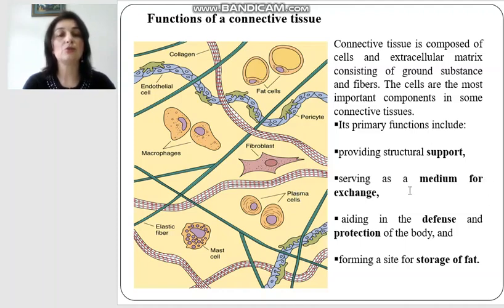Then it is the medium for exchange, where nutrients, oxygen, and waste products are exchanged between the blood circulation and the tissues of the organs via the connective tissue spaces. Also, connective tissue is a medium for inflammation and allergic reactions, so it functions in defense and protection, because it is rich in cells which have phagocytosing activity, immunocompetent cells. Also you can find chemical components which participate in immunological reactions. Then it is also a storage of fat.